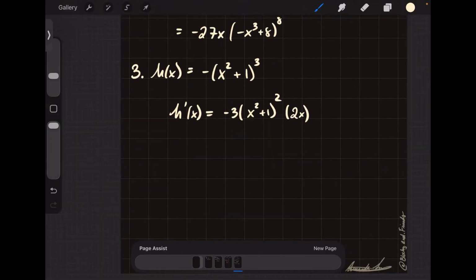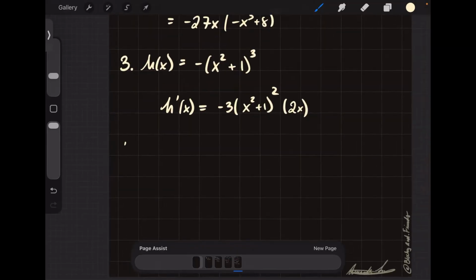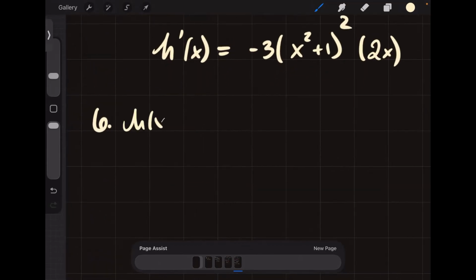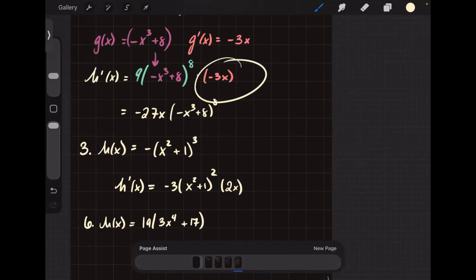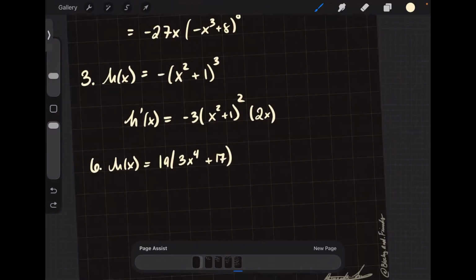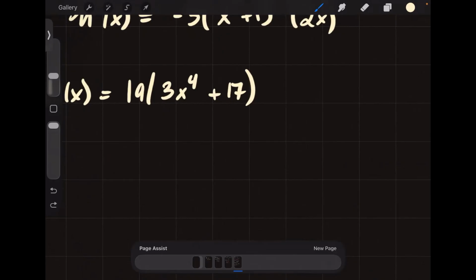Easy money. Okay, what if I give you something a little harder? Actually, I'm not going to give you number 4. Give you number 6, right? h of x is equal to 19 times (3x to the 4th plus 17) to the first power. Again, the outside just happens to be one term, or the inside just happens to derive out into one term, but you can have multiple as well. That's why parentheses are important, okay? How would you do this?